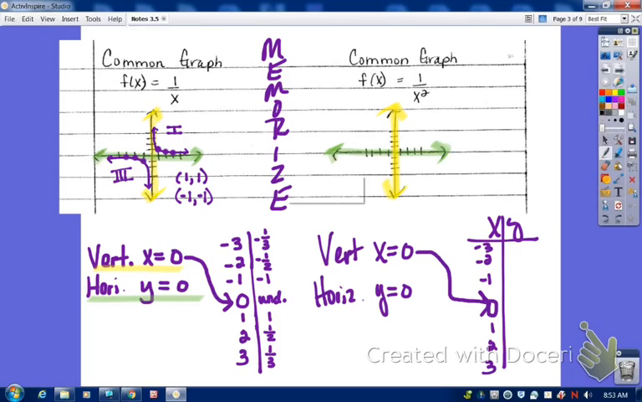So when you put in -1/3, what do you get? 1/9. Positive 1/9, by the way. -2 gives 1/4. -1 gives 1. You put in 0, you get an undefined value. That's why you have a vertical asymptote there. When x is 1, we get 1. When x is 2, positive 1/4. When x is 3, positive 1/9. Oh, all the y values here are positive.